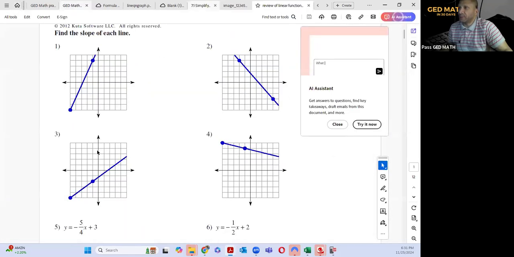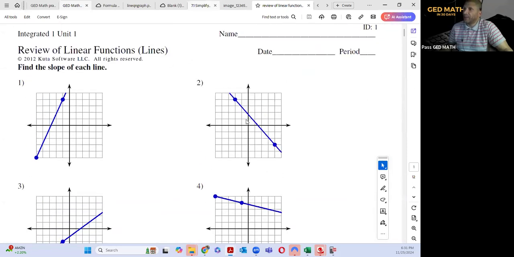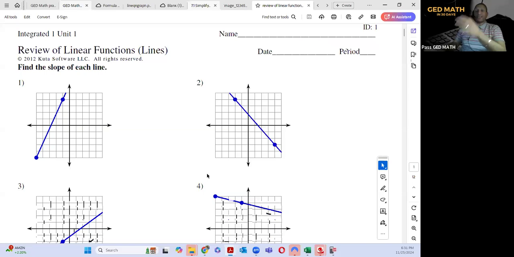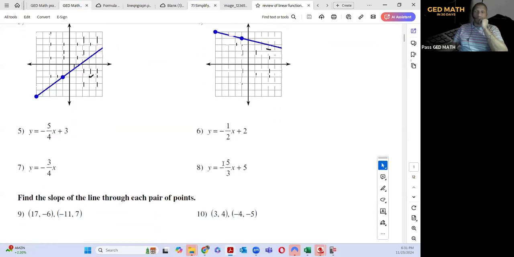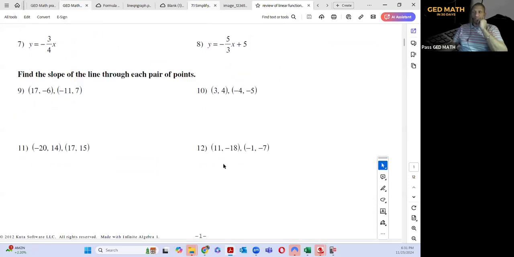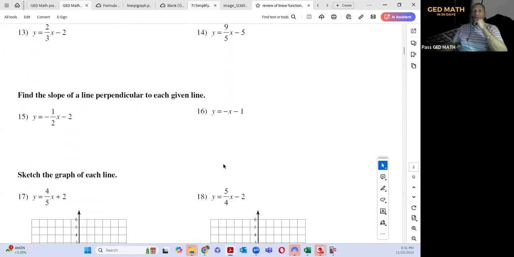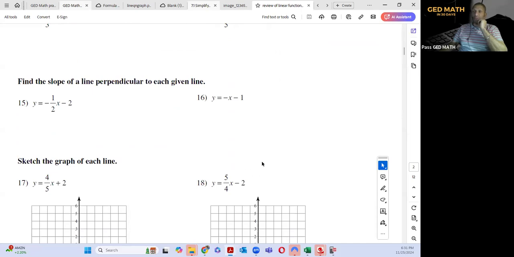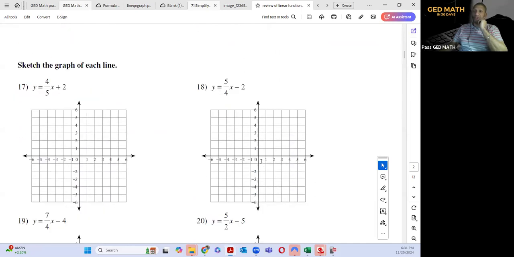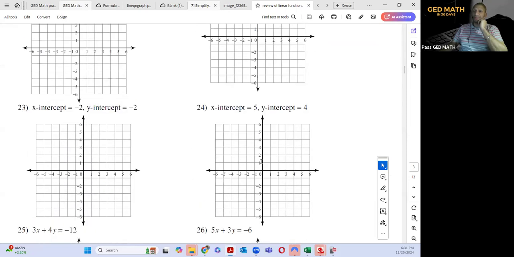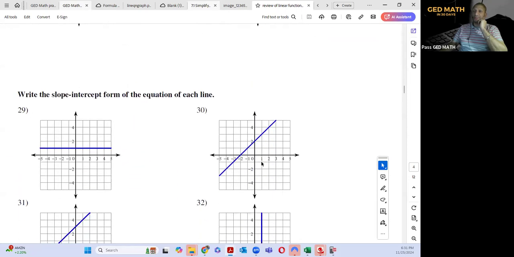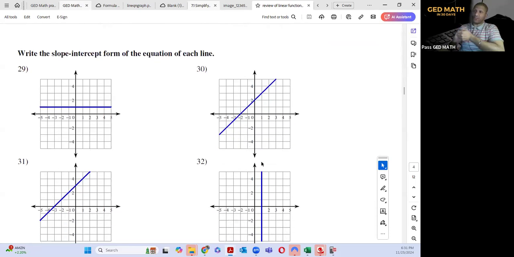So this is a worksheet that I found on CUDA software. I actually love it. Somebody actually took the CUDA software and made it their own. It was on the internet. So this is slope from a graph. This is slope from an equation. Slope from 2 points. Find the slope of a line that's parallel. Find the slope of a line that's perpendicular. Sketch the graph of each line. Write the slope-intercept form of the equation of each line.